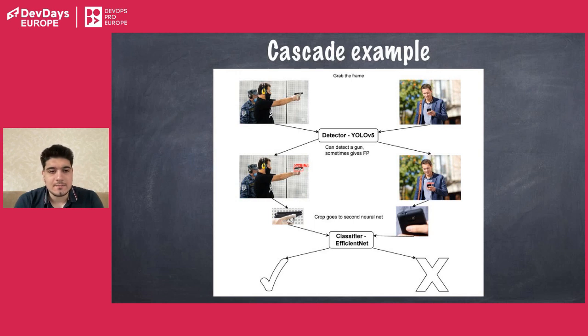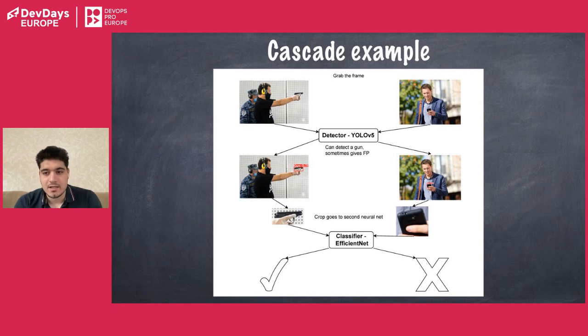The second neural net is a classifier. It runs on the crop made by the detector. So it runs only if the detector finds anything in the frame. Specifically, we take the coordinates of the crop from the detector and get the crop from the original image. So we can use a higher resolution image for the classifier.